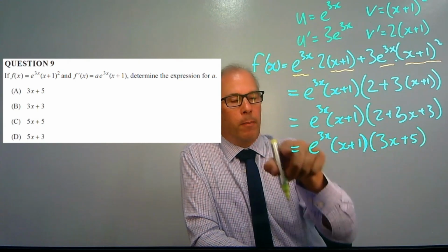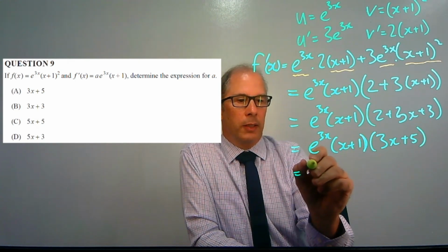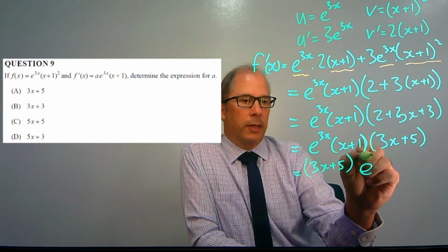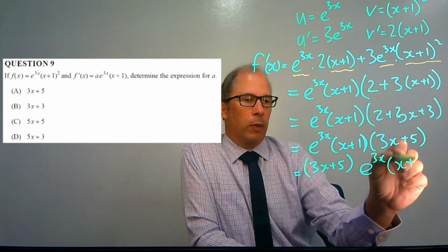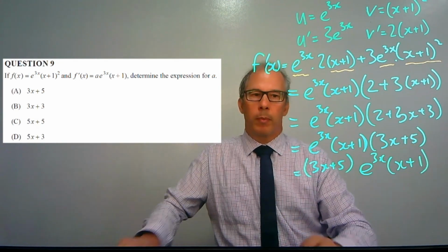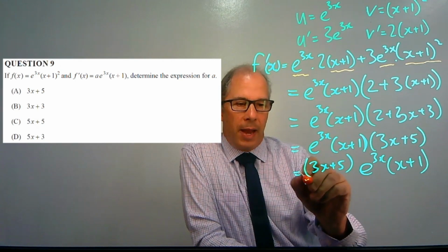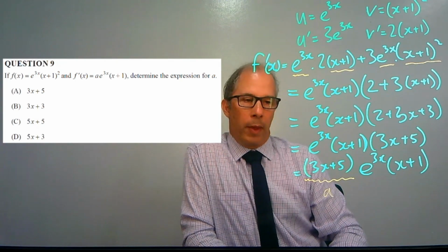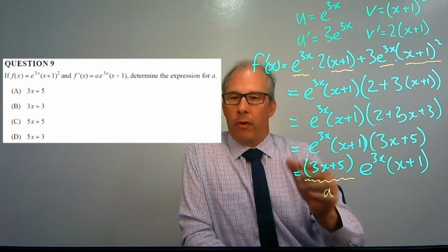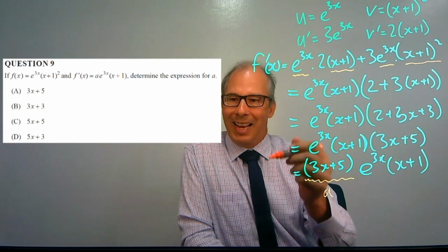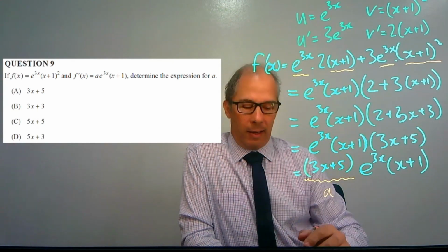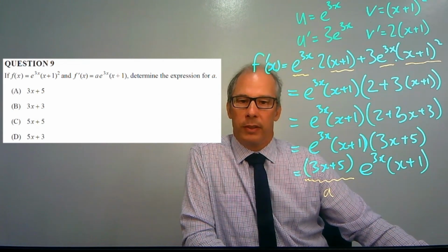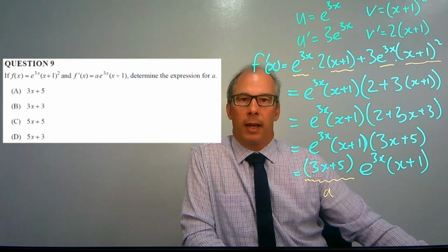And if I bring that out the front, just rewrite it a little differently, I've got 3x plus 5 times e to the 3x outside of x plus 1, which, if I look at the question again, is, I guess, my a. That's in the form that was given in the question. Now, if I go to the multiple choice answers, a corresponds to answer A, which is also 3x plus 5. So question 9, answer A.